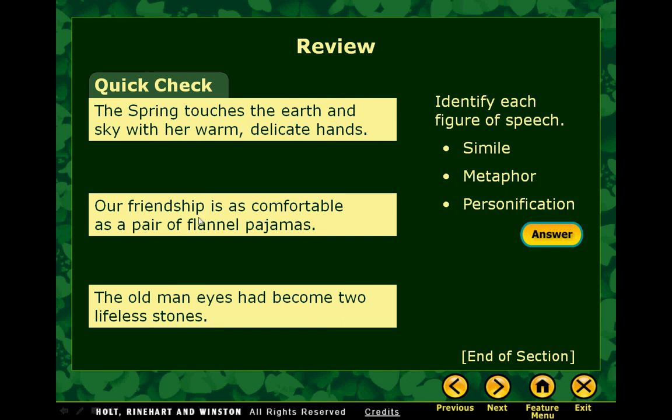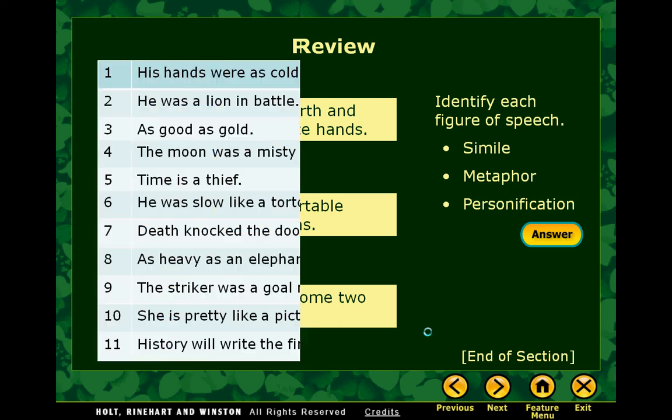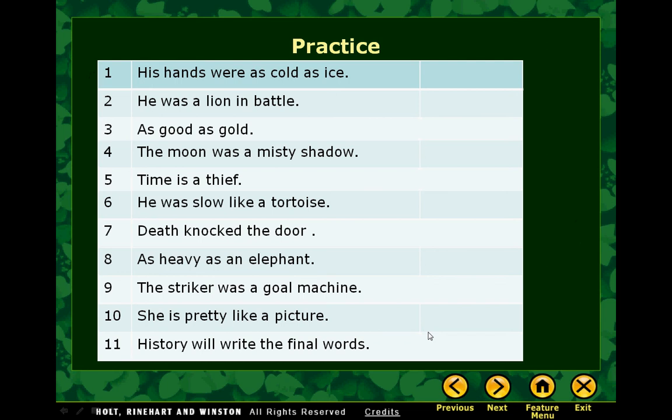Our friends is as comfortable as a pair of flannel pajamas. As comfortable as, the word as here indicates a simile. Great. The old man's eyes had become two lifeless stones. The eyes are stones. This is a metaphor. Great. Now his hands were as cold as ice. Who can tell? It's a simile. Excellent.